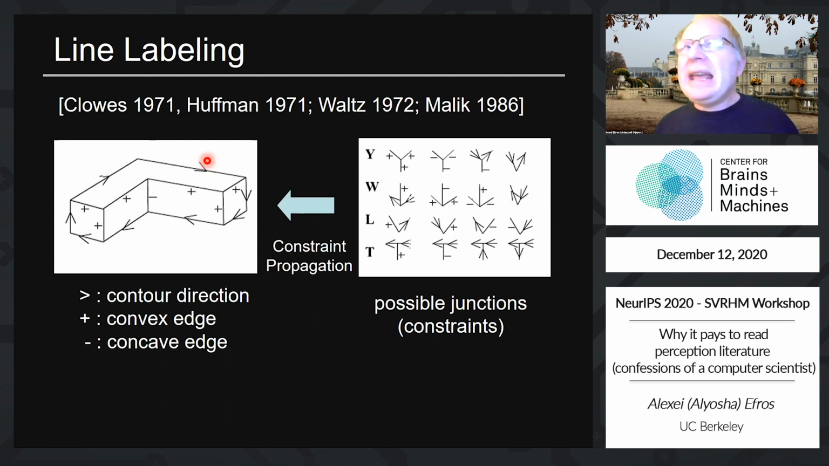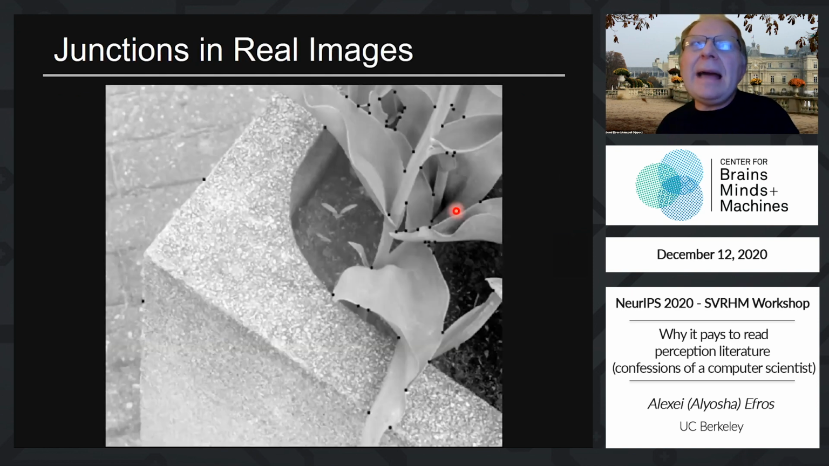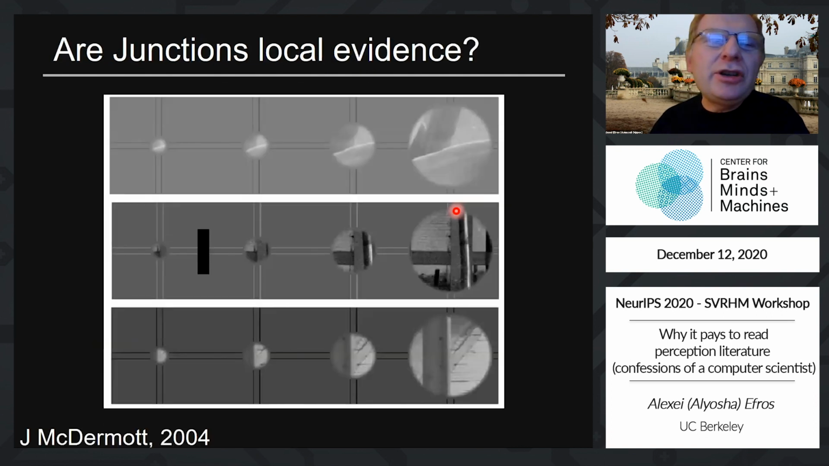The only problem is it just never worked. It worked on these hand-drawn things. It never worked in the real world. And everybody was kind of puzzled, why doesn't it work in the real world? So people try to find all these T-junctions and then blah, blah, blah. And I just happened to stumble upon a little wonderful paper by Josh McDermott, which basically kind of made me realize we are just on completely the wrong track.